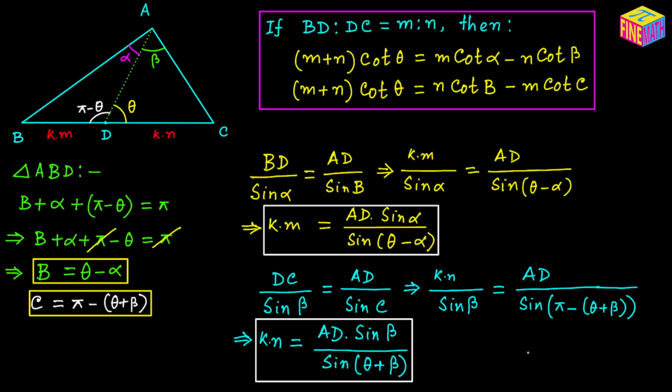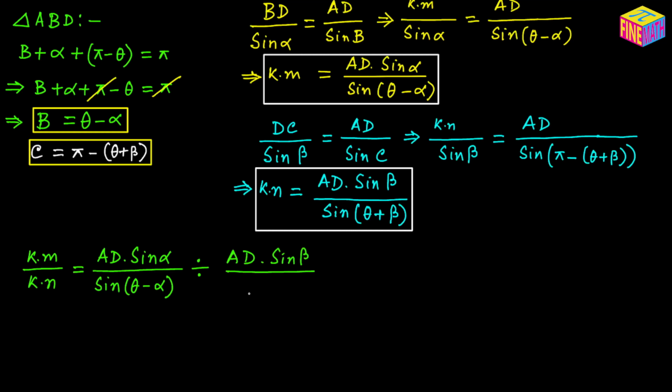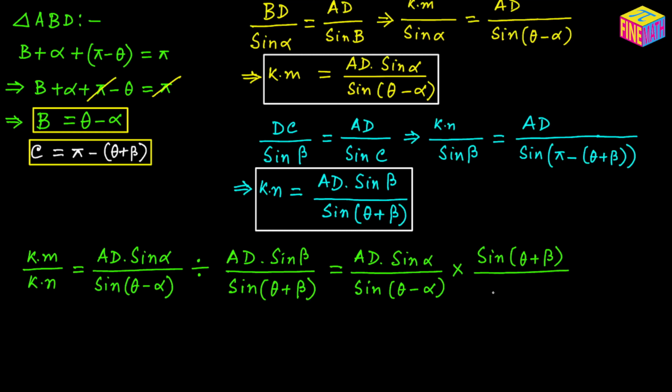Now let's divide Km by Kn. So we are going to divide both of these equations here. From here we can say that K times M over K times N can be written as AD times sine of alpha over sine of theta minus alpha divided by what is the value of Kn, that is actually AD times sine of beta over sine of theta plus beta, and this can be written as AD times sine alpha over sine of theta minus alpha times sine of theta plus beta over AD times sine of beta.